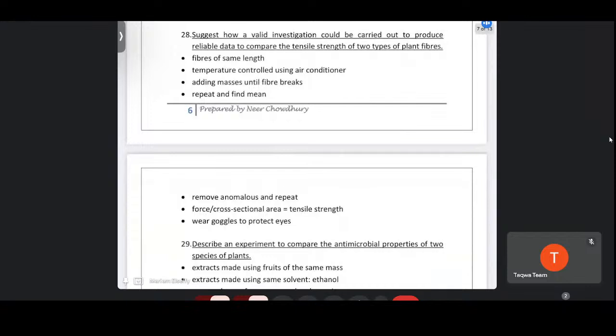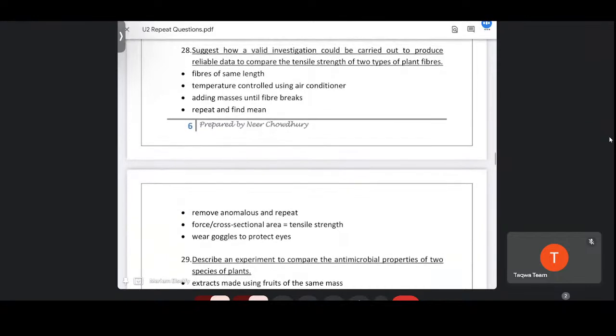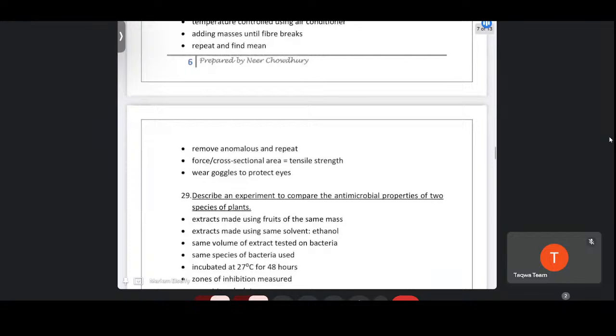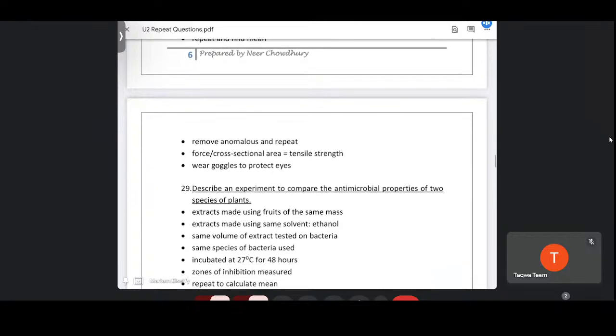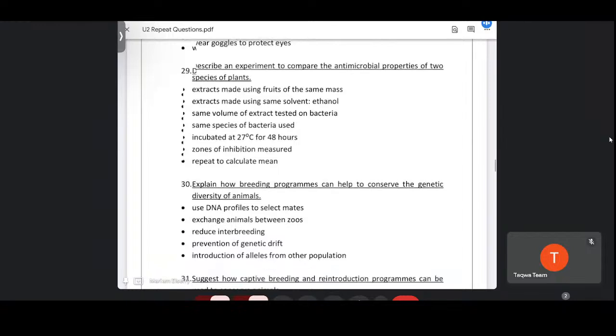Suggest how a valid investigation can be carried out to produce reliable data to compare the tensile strength of two types of plant fibers. Use fibers of the same length, temperature controlled using an air conditioner, add masses until the fiber breaks, and repeat and find the mean. Also remove the anomalous results and repeat. Anomalous means, like, if all the results are around 10 and then there's an anomalous result of 100, an abnormal one. Tensile strength is force over cross-sectional area, and wear goggles to protect your eyes.